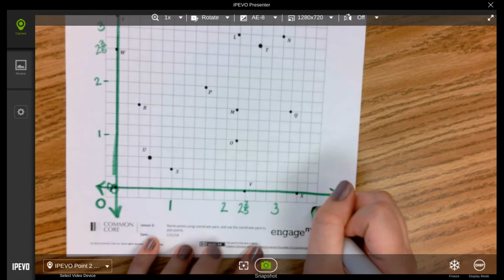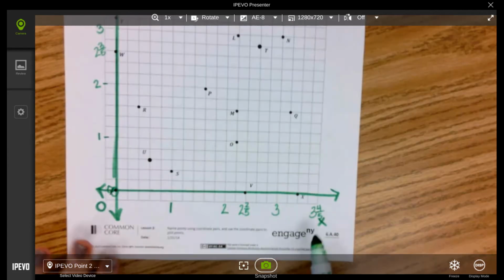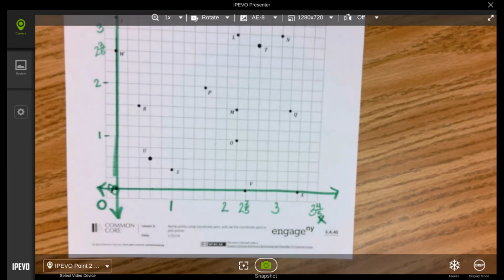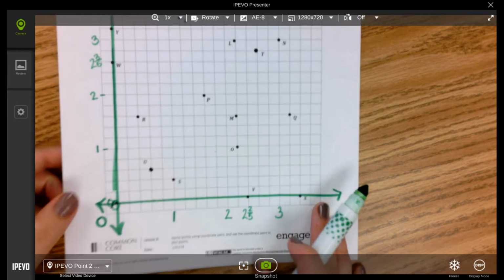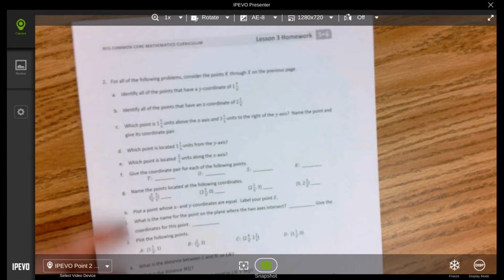Oh my gosh, I can't speak. And 3 4/5 is our ending point. I know it says whole numbers, but I do like to label that last point just so I know where I'm at. All right, so I know you're going to have to do a little bit of flipping back and forth, but let's see what we got.